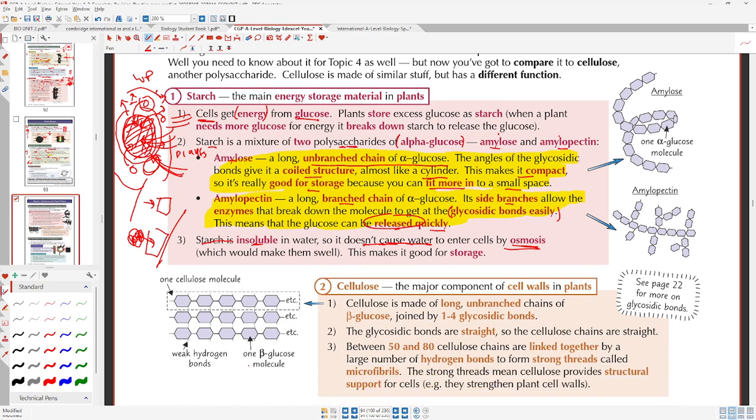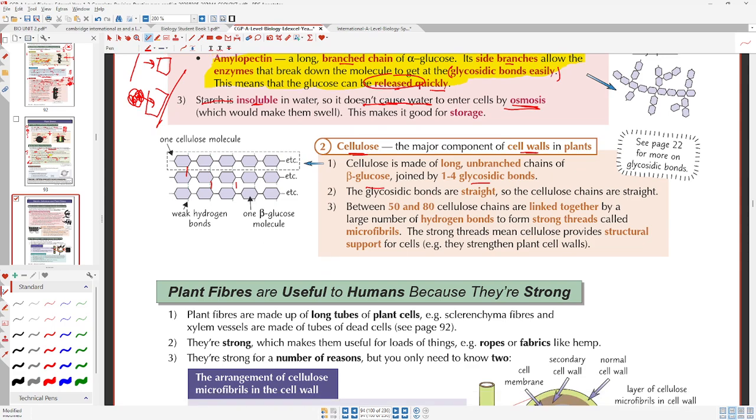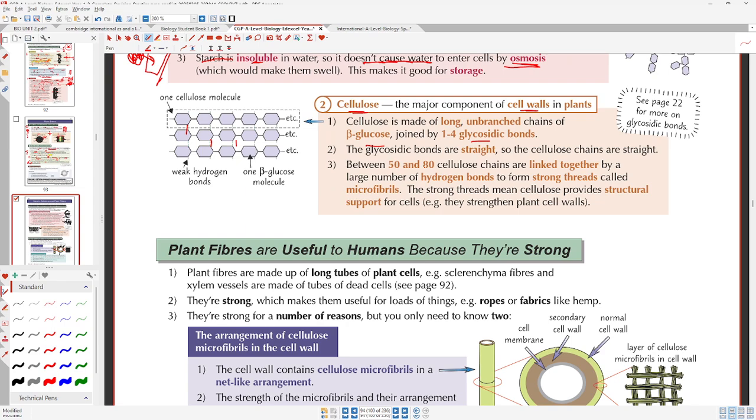Now we're talking about cellulose. It's going to be basically your cell wall stuff. Your beta glucose 1,4, it reverses every single one, and there's going to be hydrogen bonds between each 1,6. Hydrogen bonds are straight, so cellulose chains are straight. Between 50 to 80 cellulose chains are linked together by a number of hydrogen bonds to form strong threads called microfibrils.